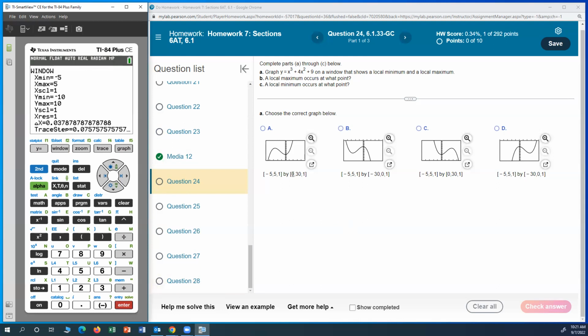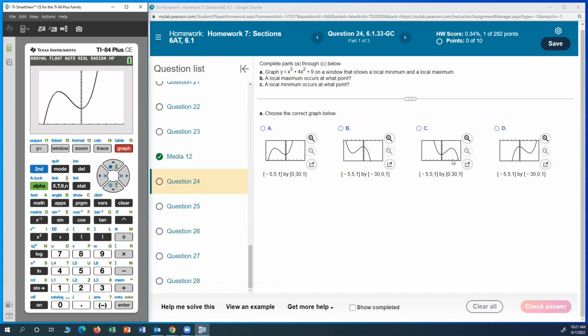Now, the different graphs have different y windows. I'm going to go ahead and try the first one. 0 for y min, 30 for y max, and 1 for the y scale. So I'll try that one out. 0, 30, and 1. And then hit graph. And that actually matches up really well. So I think that that might be the right one.